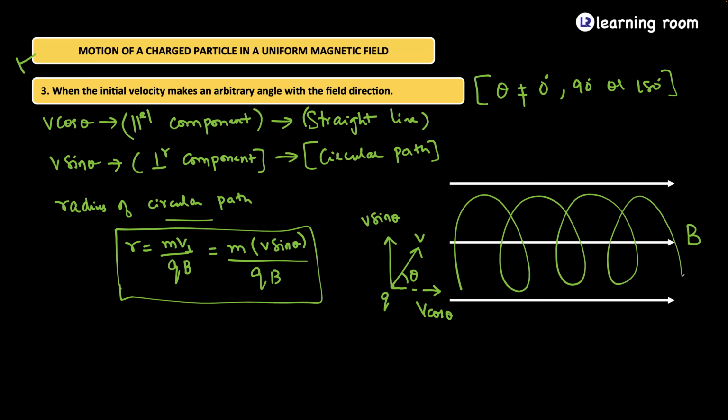So if the particle starts here, observe, by the time it is coming back to the same point, it is already pushed in this direction. It is pushed in this direction due to whom? Due to v cos theta. So it will be a combined circular and translational motion. Hence, this kind of a path will get created, which is called the helical path. What is it called? It's called the helical path.